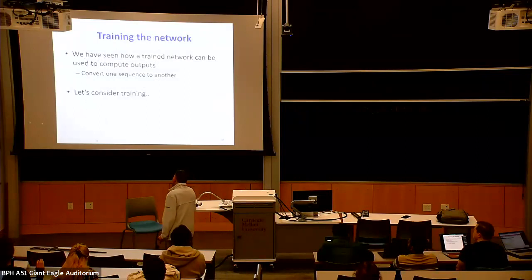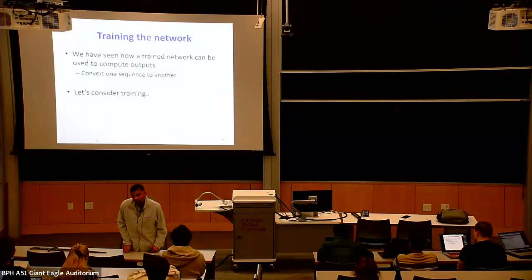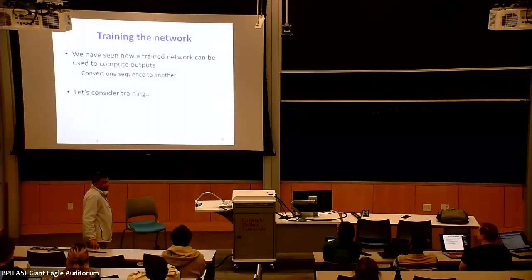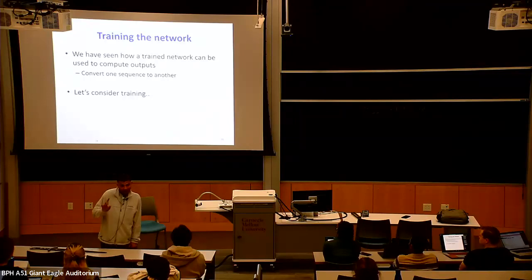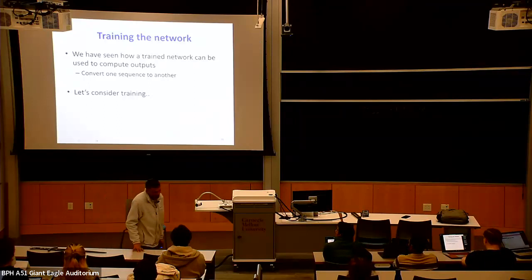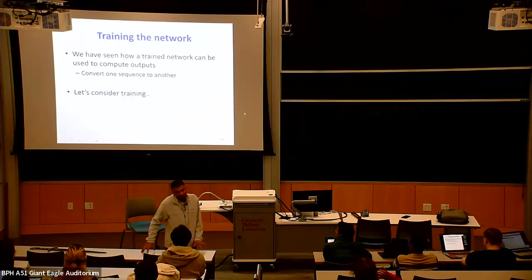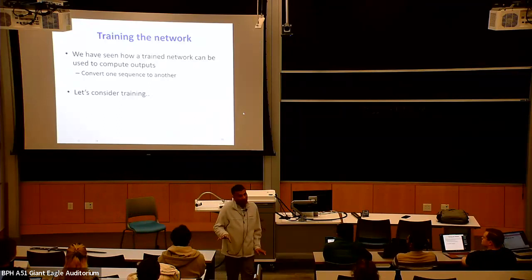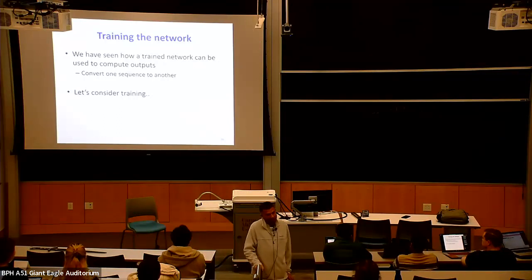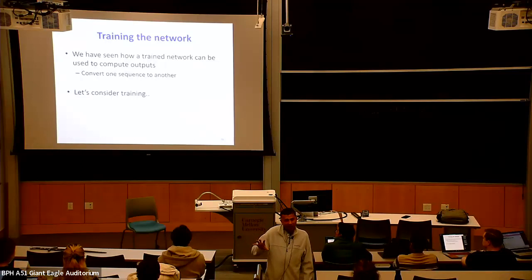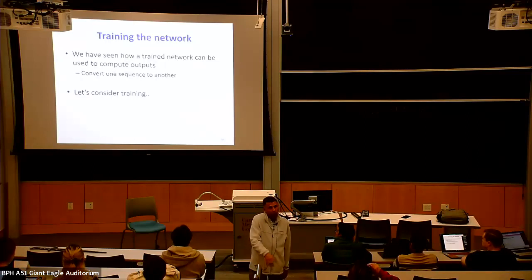So we've seen how a trained network can be used to convert one sequence to the other. Now, what about training itself? When you're performing training, you're back to this old problem. There was something I mentioned in the last class. There are two ways of thinking of the process of training, right? And this has to do with the two different perspectives that you can have of the model. What were these two?